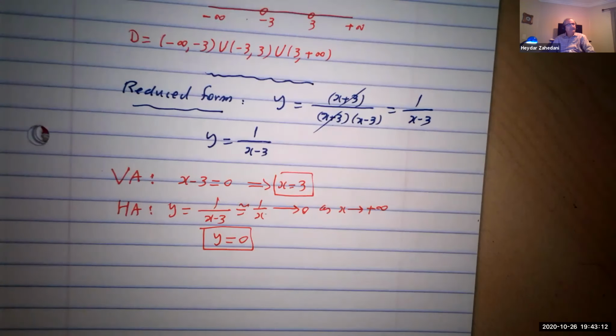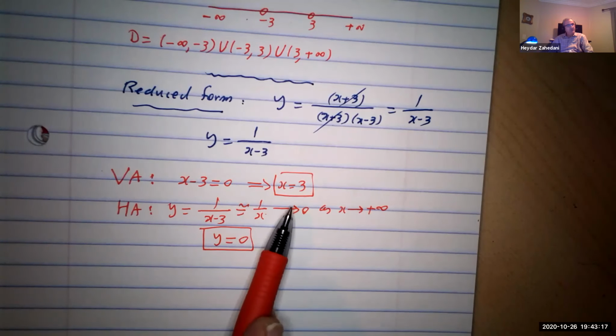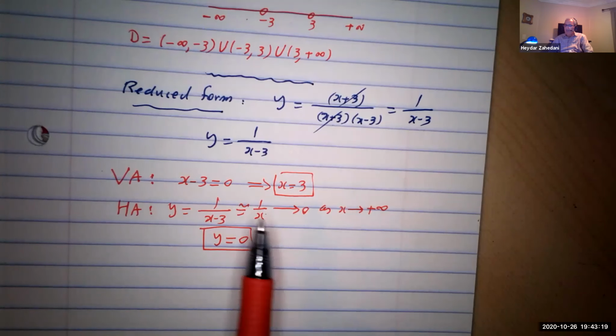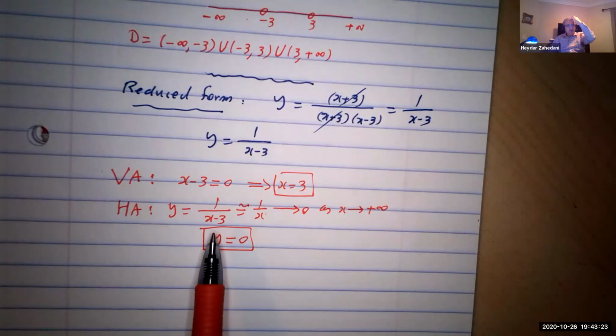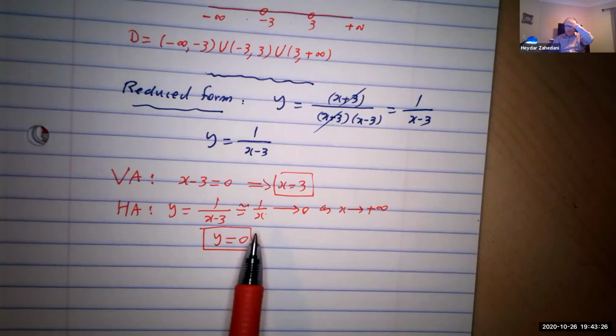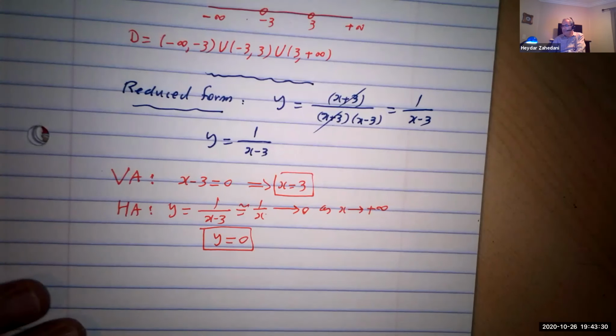Question? So for the vertical asymptote, you let the denominator equal to 0, that gives you x equal to 3. And for the horizontal asymptote, you shrink it, or you can use the fact from your book that if the degree of the bottom is higher, then y equal to 0 is the horizontal asymptote.